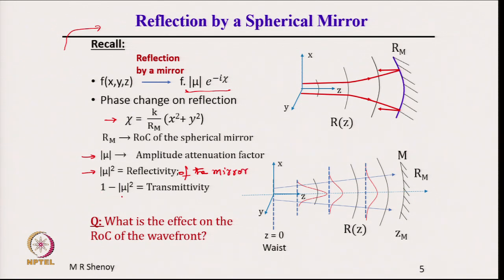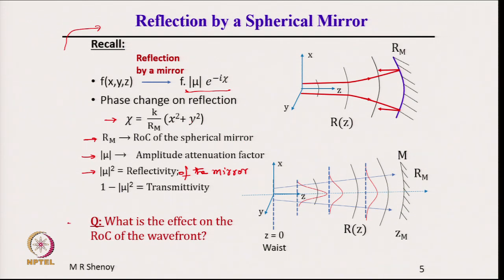And therefore, 1 minus mod mu square is the transmittivity of the mirror, of course, assuming that there is no absorption in the mirror. So, mod mu square is the reflectivity and 1 minus mod mu square is the transmittivity. The phase change on reflection chi is given by a term like this, k, where k is the free space propagation constant, and Rm is the radius of curvature of the mirror. Rm is the ROC of the spherical mirror, multiplied by x square plus y square.